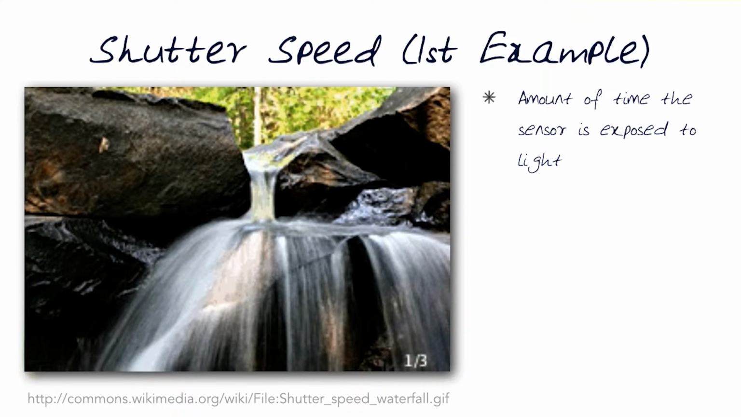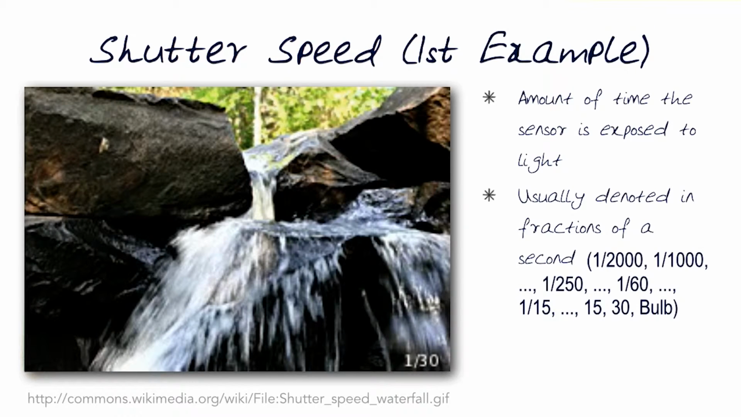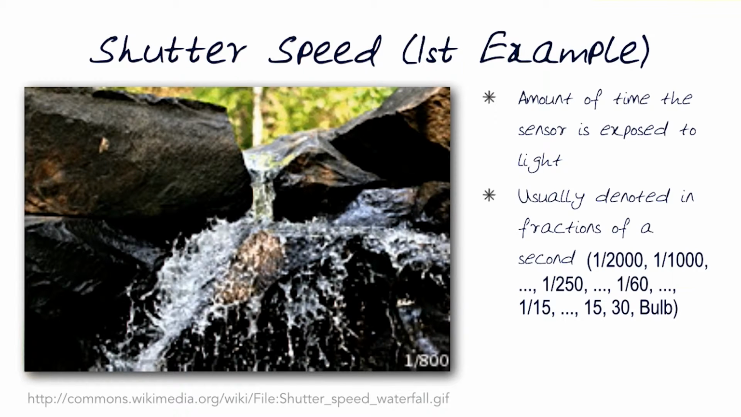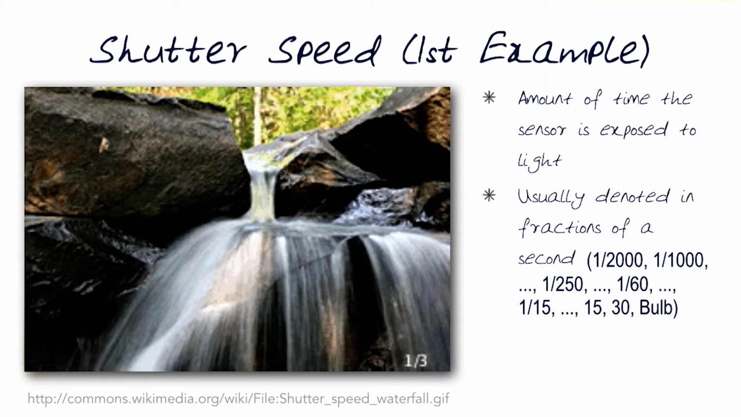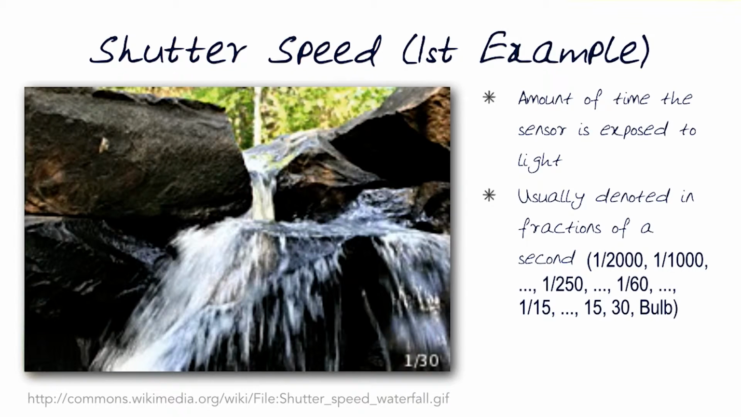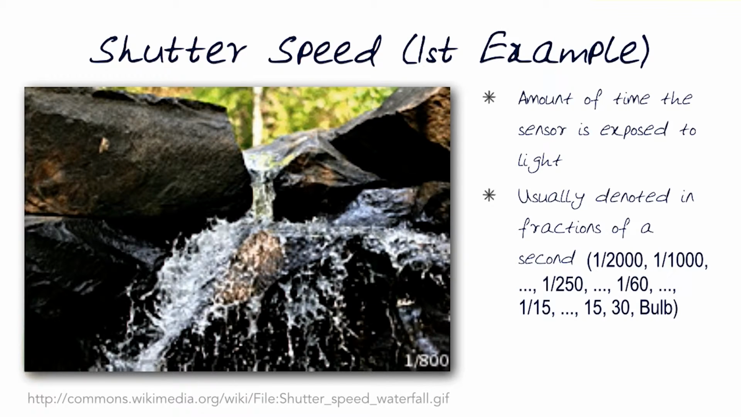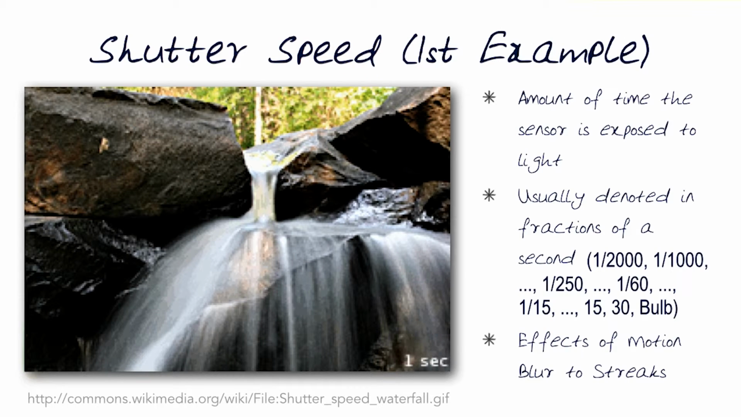So the amount of time the sensor is exposed to light is what allows you to have these different effects. Usually, these amounts are denoted by fractions of a second. We saw various examples. It could be 1/2000, which would be a very fast shutter, to 1/1000, all the way to even how long you want to keep it open. You can actually keep a shutter open for 30 seconds. Most cameras, in fact, have a version called bulb, where the shutter is open for the exact time that you've pressed the shutter and released it. And now you see how the effects of motion blur to streaks are captured by a photographer who wants to control these types of parameters.